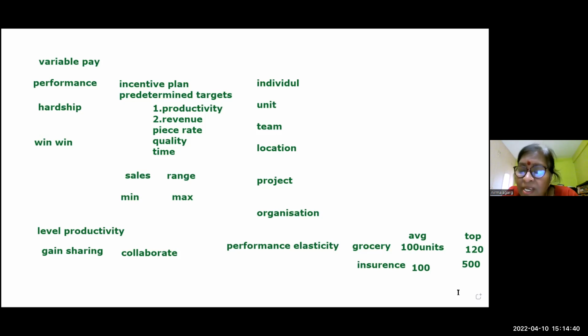What does it go to say? That means the business has the scope, and if you are a great guy at selling, you can really sell a lot. Now let me bring another close example.